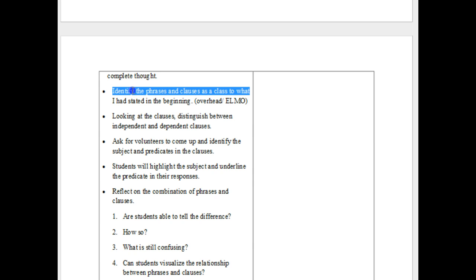Then you have identify the phrases and clauses as a class with the piece that you wrote on the board in the beginning. Here's where you lost me just a little bit. Walk me through how you're going to do that, what you're going to say to them. In other words, script out your think aloud.